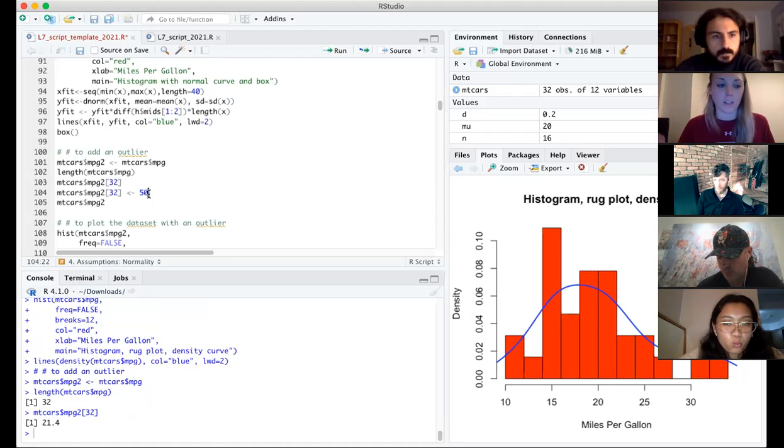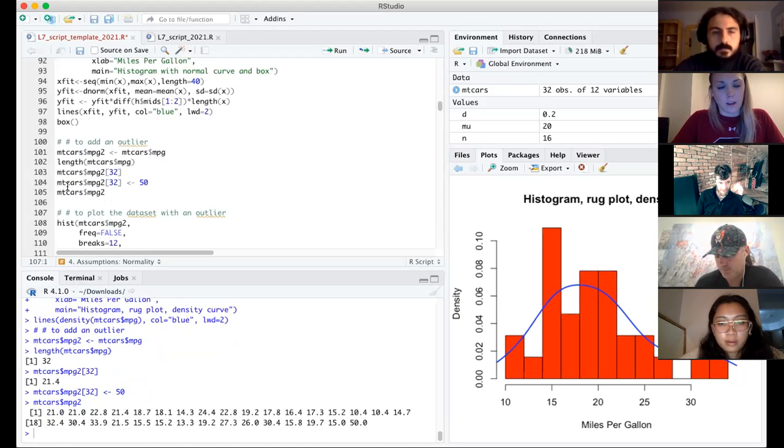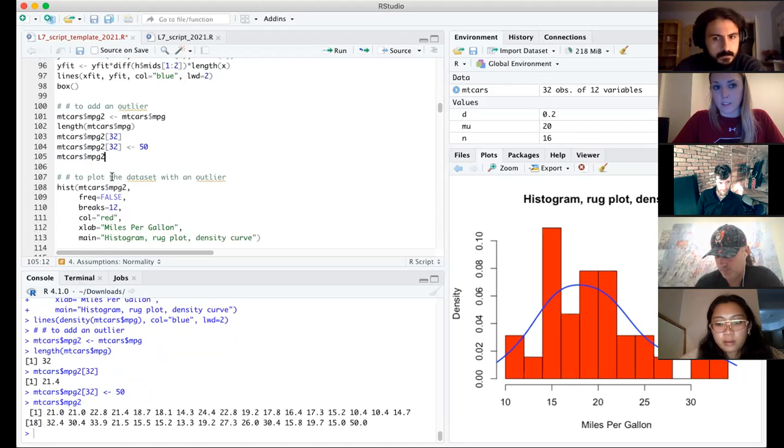Also, you would never be changing your data. These are all for illustration purposes. So now I have this miles per gallon 2 where I've changed the last observation to 50. So let's say we added in a Tesla or a Prius or some kind of hybrid car in here that has a high miles per gallon.